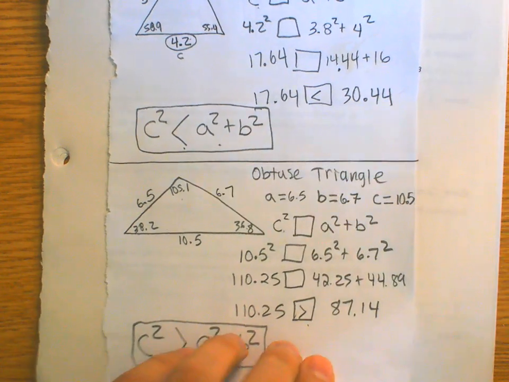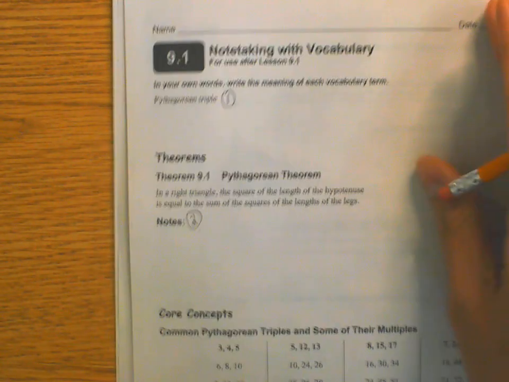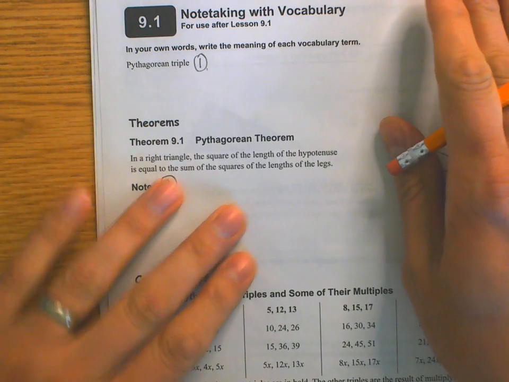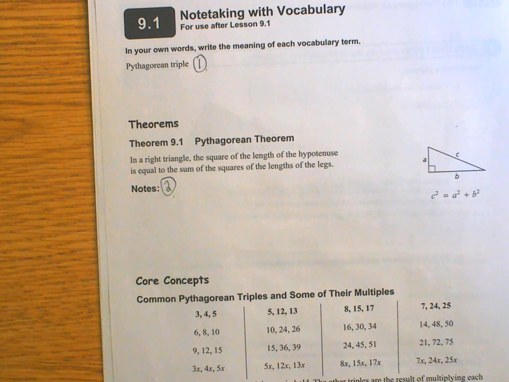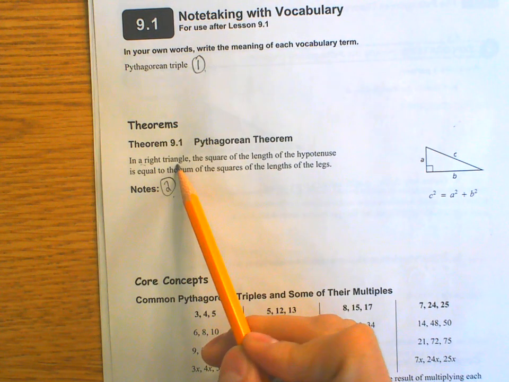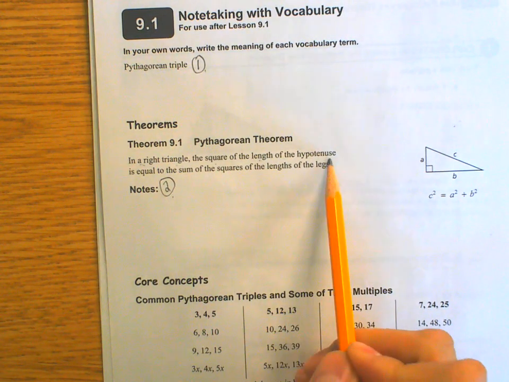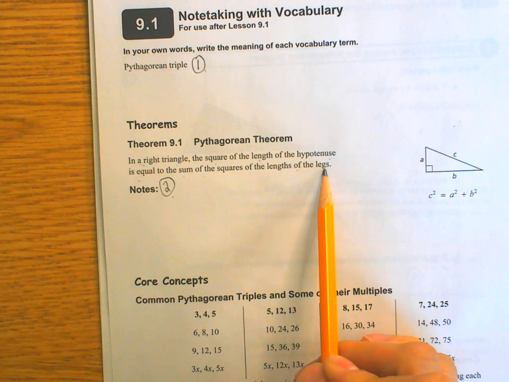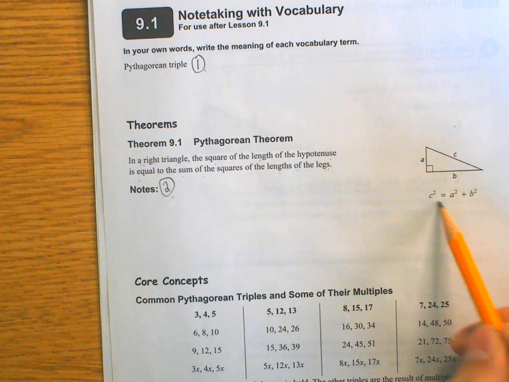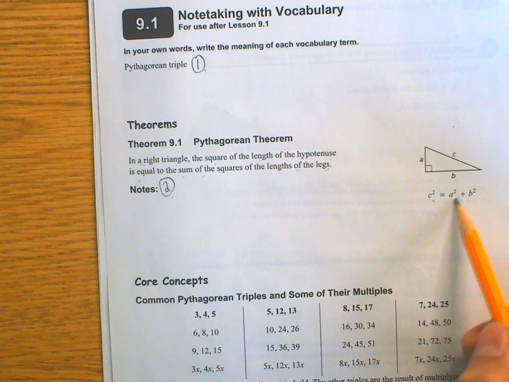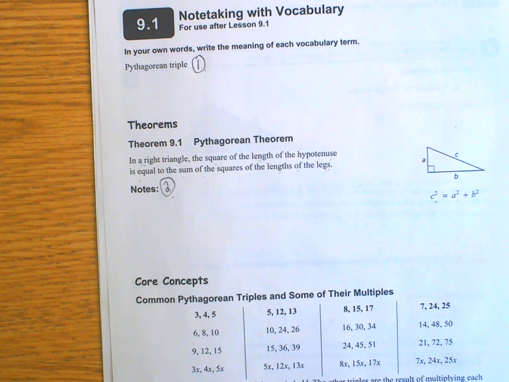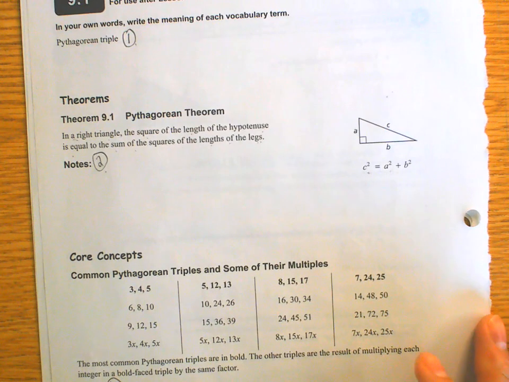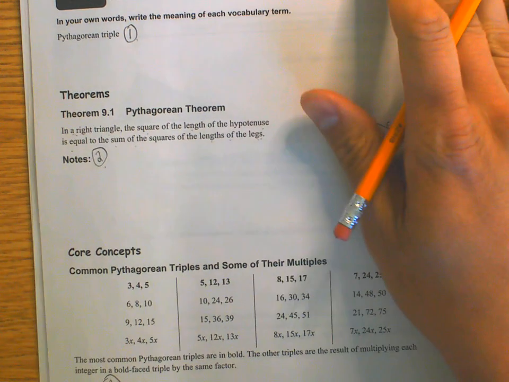All right, let's turn to the next page. All right, so this brings us to our main theorem. In a right triangle, the square of the hypotenuse is equal to the sum of the squares of the lengths of the legs. In other words, c squared equals a squared plus b squared. That's the Pythagorean theorem. Without the Pythagorean theorem, we would not have a bunch of other theorems coming from it.